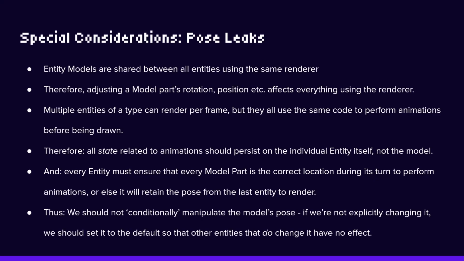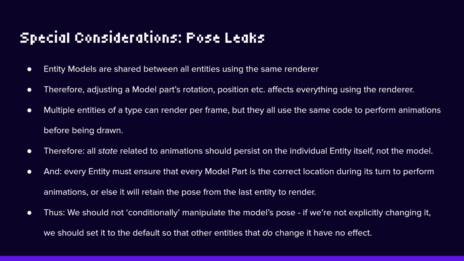One more special consideration before we write our own math animation is pose leaks. So like I said last week, every single entity of the same type shares the same entity model because they share the same renderer, right? There's only one instance of the entity model for each entity type. So if you were to adjust a model part's position or rotation, or do an animation on it, it would apply to every single entity, right? So each entity basically takes turns using the model to render itself.